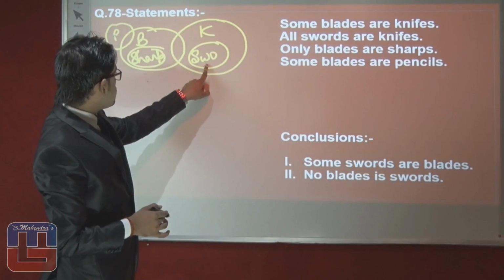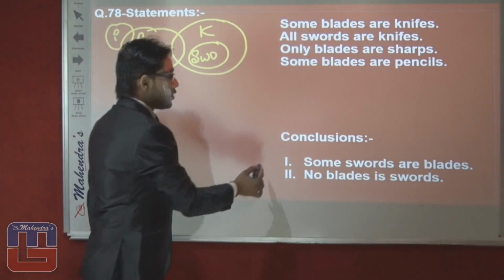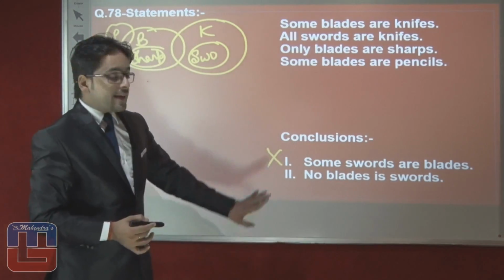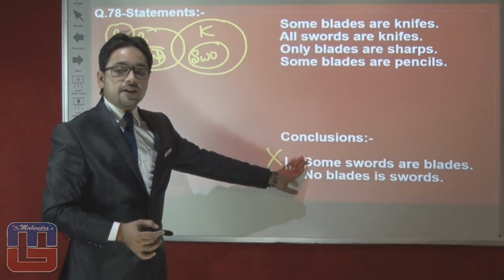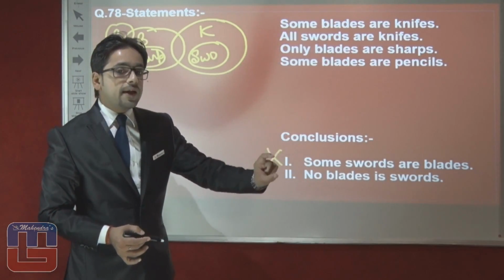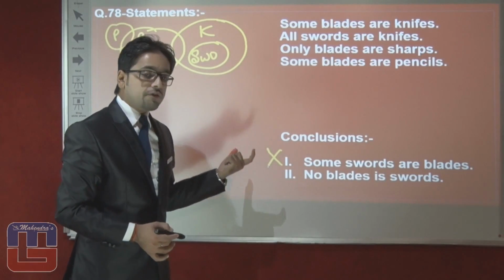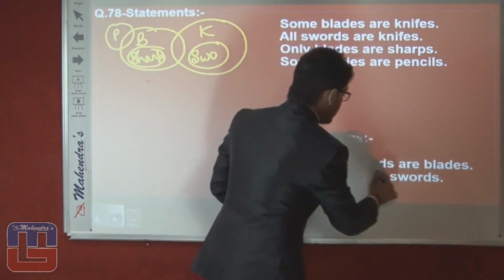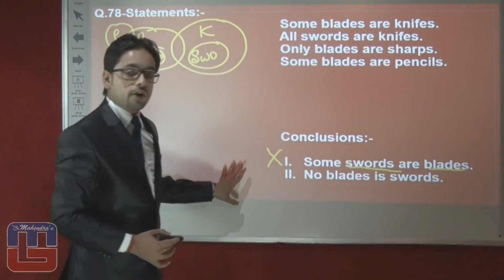You can see here there is no relation between sword to blade. So first conclusion is false because examiner is saying in definite manner that some swords are blade, but still we have no information regarding swords and blade, so answer will be false.